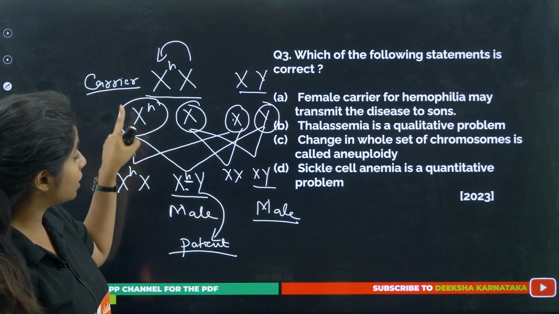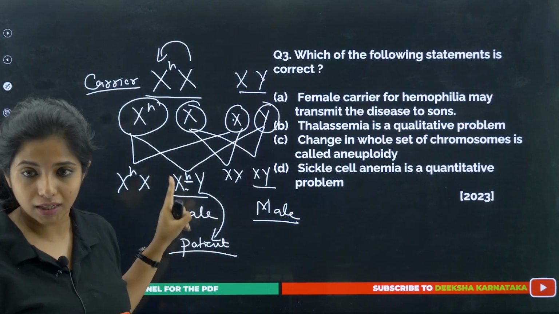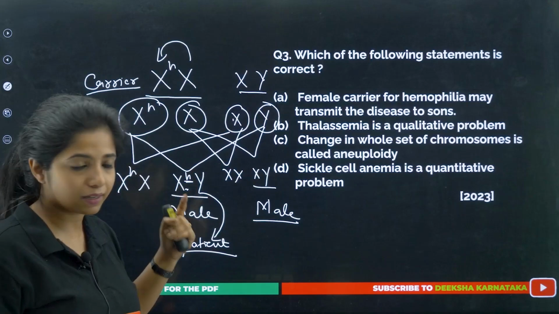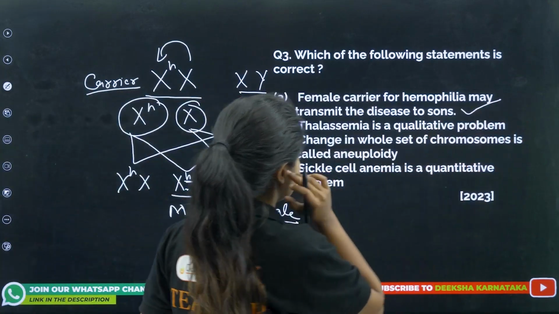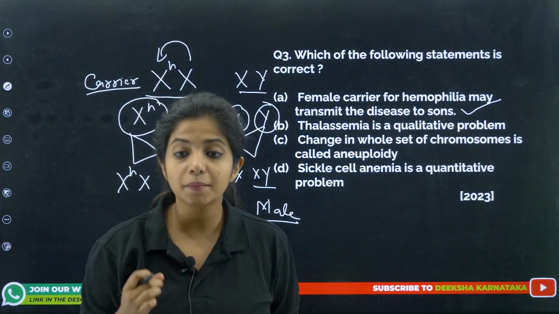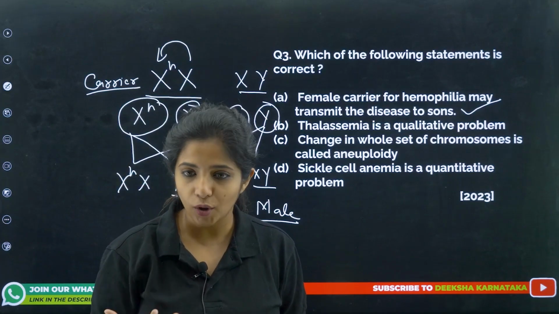This is normal. So there is an option that says may transmit the disease. Yes, she may transmit the disease or may not. This is the option and that is correct. So the first option is correct, but let's see the other options also. Thalassemia is a qualitative problem. Is thalassemia a qualitative problem? How does thalassemia occur? First thing.